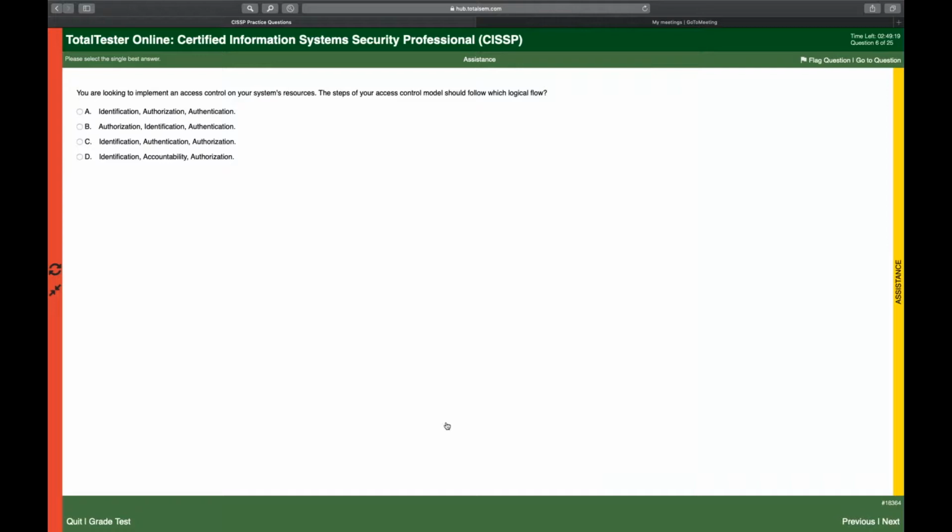All right, number 6. You are looking to implement an access control on your system's resources. The steps of your access control model should follow which logical flow? Oh, this goes in line with that phrase.